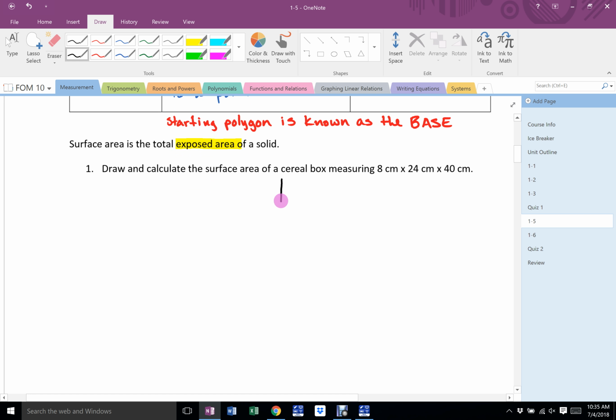Draw a line down the middle of your paper, because we're going to do two things with all of these. The first one we're going to do is surface area. Now, a cereal box looks like this. We all know that. There's the front of it.